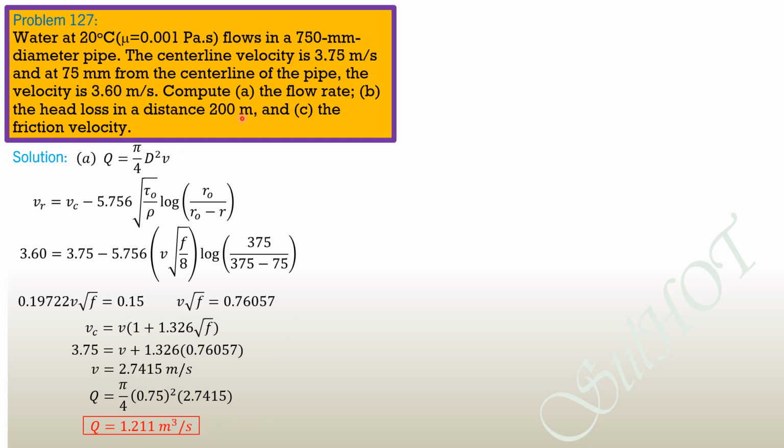Then the head loss in the distance of 200 meters, knowing the mean velocity of flow, substitute in this formula here, we can now compute f. So 2.7415, head loss is fL over D, velocity head. Then f is from here, 2.7415 times square root of f equals 0.76057. Square both sides, then we can solve for f. f is equal to 0.07697.